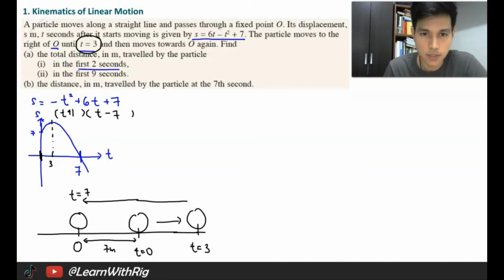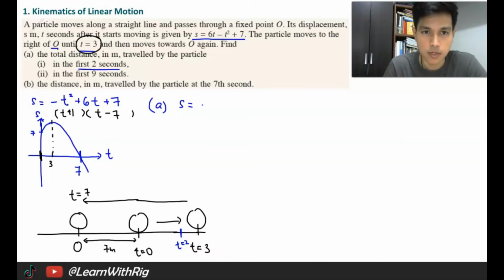So first 2 seconds, where is 2 seconds? 2 seconds is here, right? T equals 2, because here is 3, so 2 is in front here. So do you want to find the distance from here to here? That's what you want to find. So what you can do is find the s value when t equals 2.